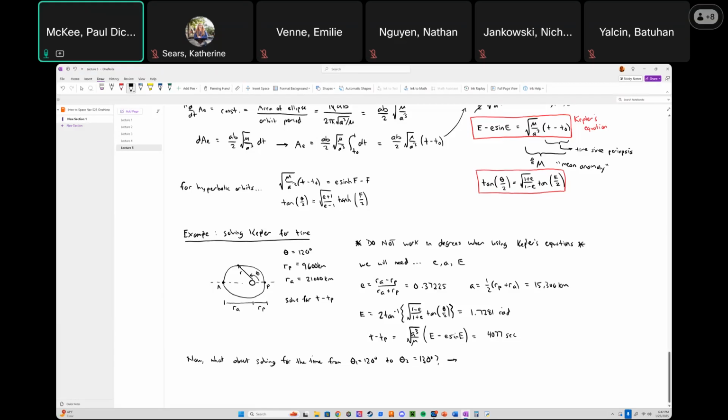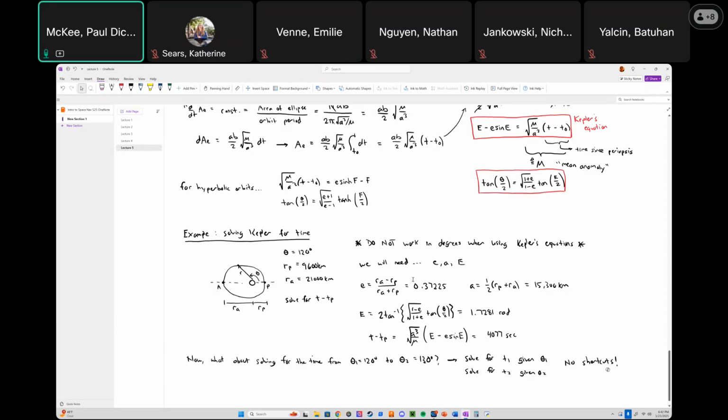So you would need to solve for T1 given theta 1, and then solve for T2 given theta 2, and then subtract. Right? There's no shortcuts. Now, this is the easy one. It gets a lot worse.